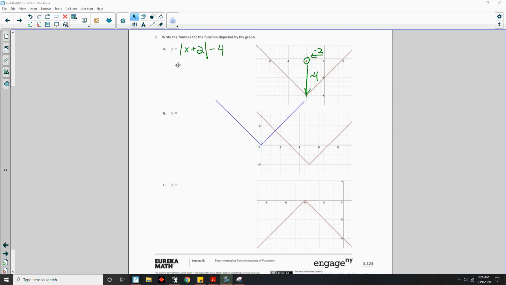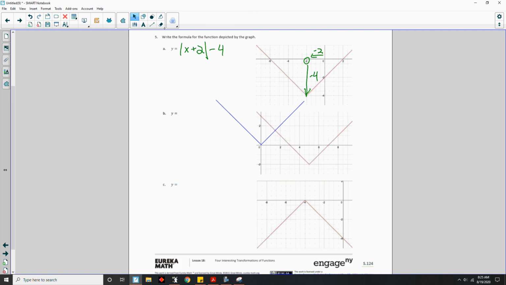Okay, b, y equals, and now I brought the parent function down. So now if I move the parent function to here, we see that there is no scale change. Okay, it is not scaled, they're equal, the slopes are the same. So now we just have to determine the shift, the vertical and horizontal shift.